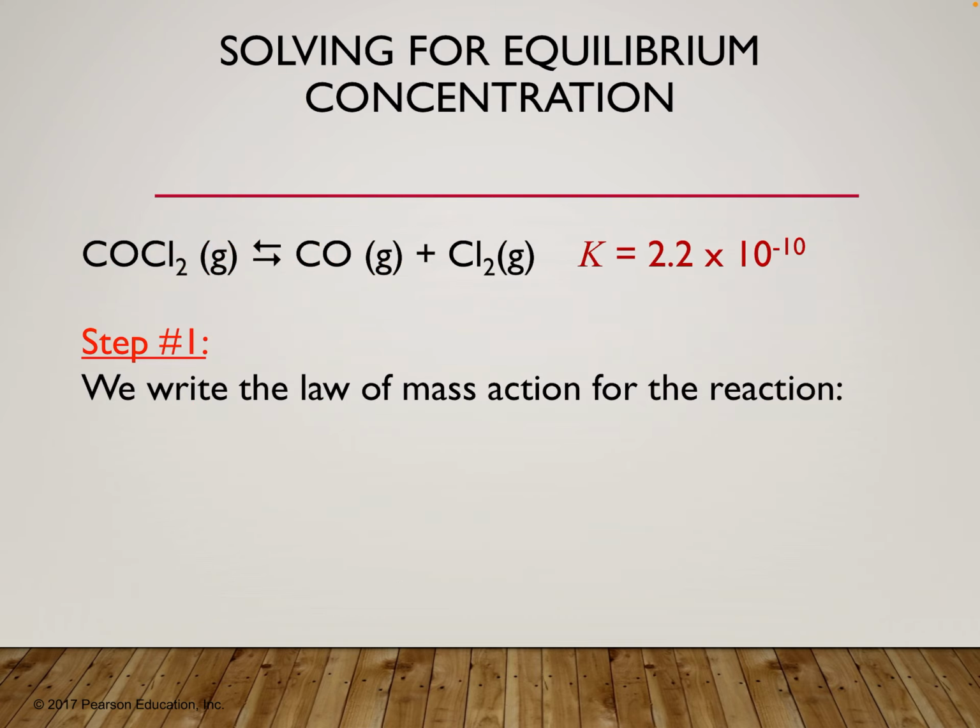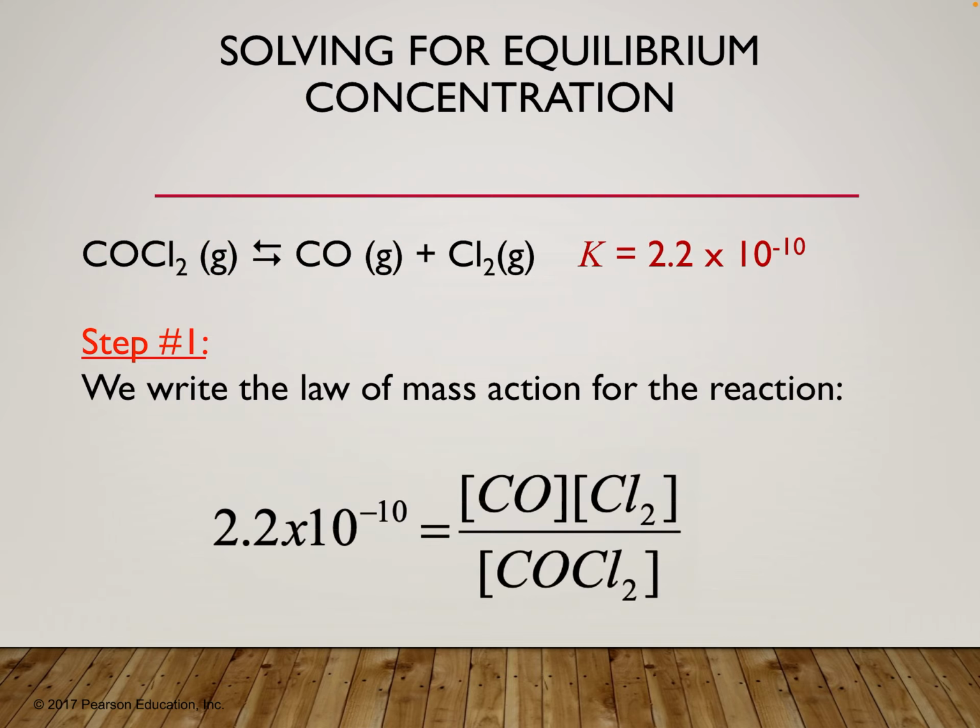So here it is. The first thing you should always do is write the law of mass action, right? Write that Q term or that K term. So here it is. We have our K value, which is equal to our products over reactants. And they would be raised to the power of their coefficients, but they don't have any. So there's no point in writing ones.